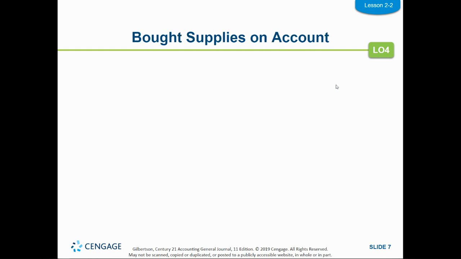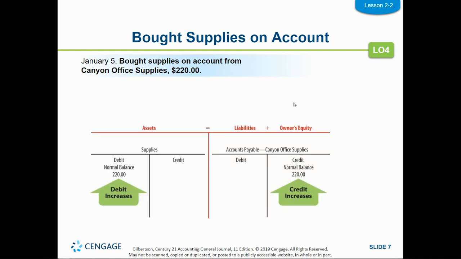The next transaction, bought supplies on account. In this particular transaction, you are going to a store or online and you are buying some supplies for your store and you're going to pay for them at a later date. So you're buying them on account. So that is going to be supplies. Our supplies, like our pens, paper clips, those kinds of things, are going to increase. We own them because you can return them and turn them back into cash. So they are something you own. They are an asset. And then we owe Canon Office Supplies $220.